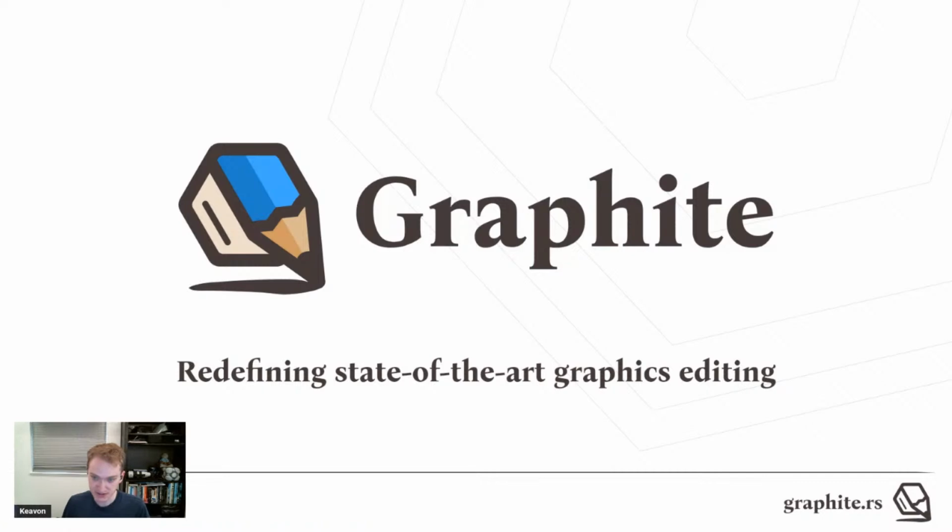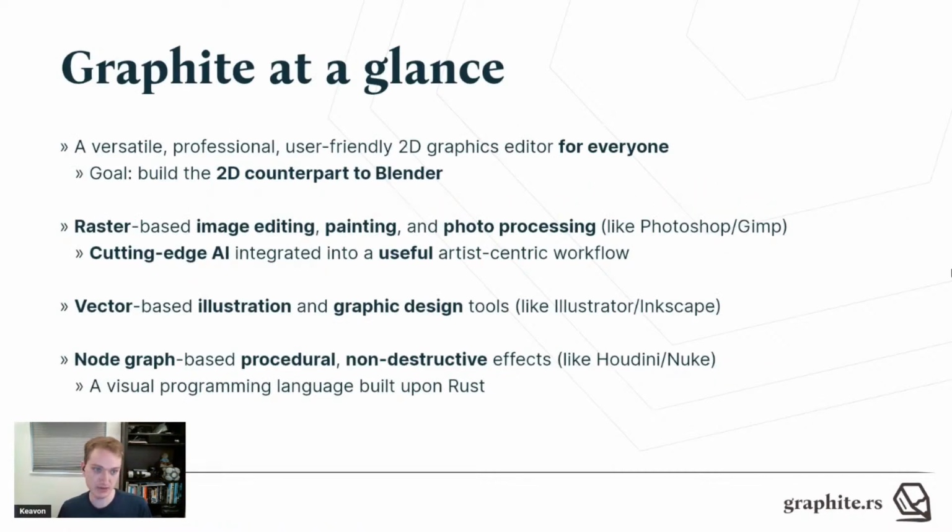Yep. So this is the monthly update for Graphite. If you're just tuning in for the first time, very quick overview. Basically, Graphite is aiming to be a 2D graphics editor that covers the use cases of Photoshop and GIMP, as well as the use cases of Illustrator and Inkscape. And it combines that with a procedural, non-destructive approach, sort of like Houdini or Nuke or Blender geometry nodes, or any kind of node-based shader editor, except more in the context of actual graphics creation rather than shaders or modeling.